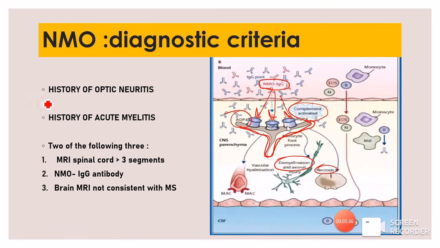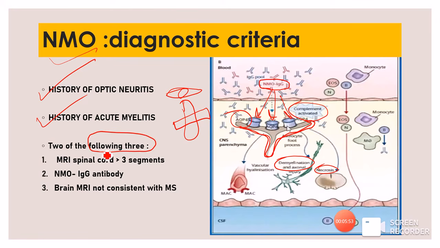So for the diagnostic criteria of NMO, there should be a history of optic neuritis, number one. There should be a history of acute myelitis. Okay, that means the transverse myelitis. That means the patient will have paraplegic symptoms, paraparesis. Okay, then along with that, two of the following three should be present.